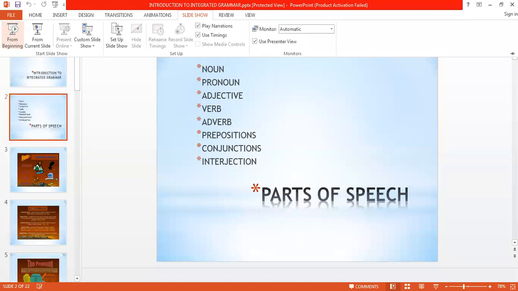Next comes the part of pronoun. Pronoun is another part of speech which is used in place of a noun. The pronoun is a word used in place of one or more nouns. It may stand for a person, place, or thing or idea.